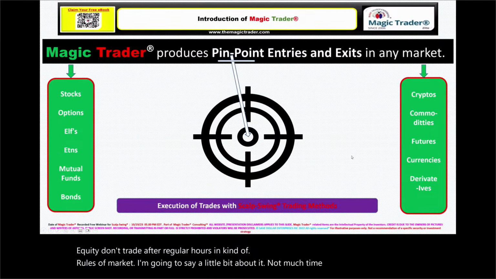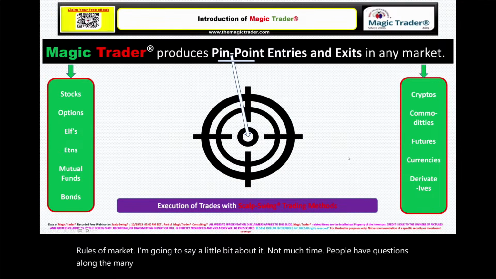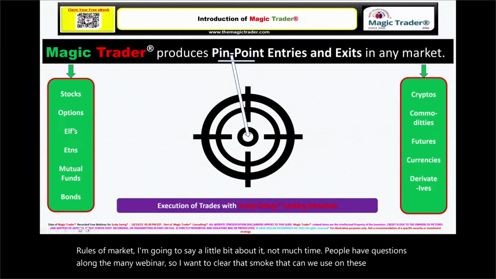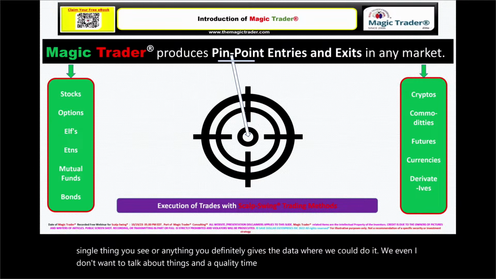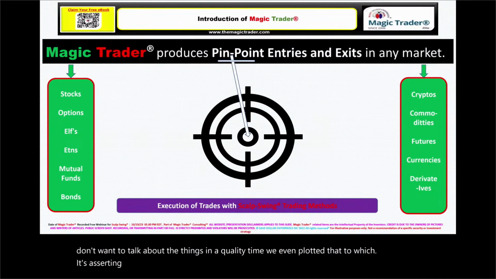I'm going to say a little bit about it, not much time. People have had questions along the many webinars, so I want to clear that smoke. Can we use this on that? Every single thing you see, or anything Refinitiv gives in the data feed, we could do it. In COVID time, we even plotted that too, which is a sad thing, but it is true. Magic lines show its power.